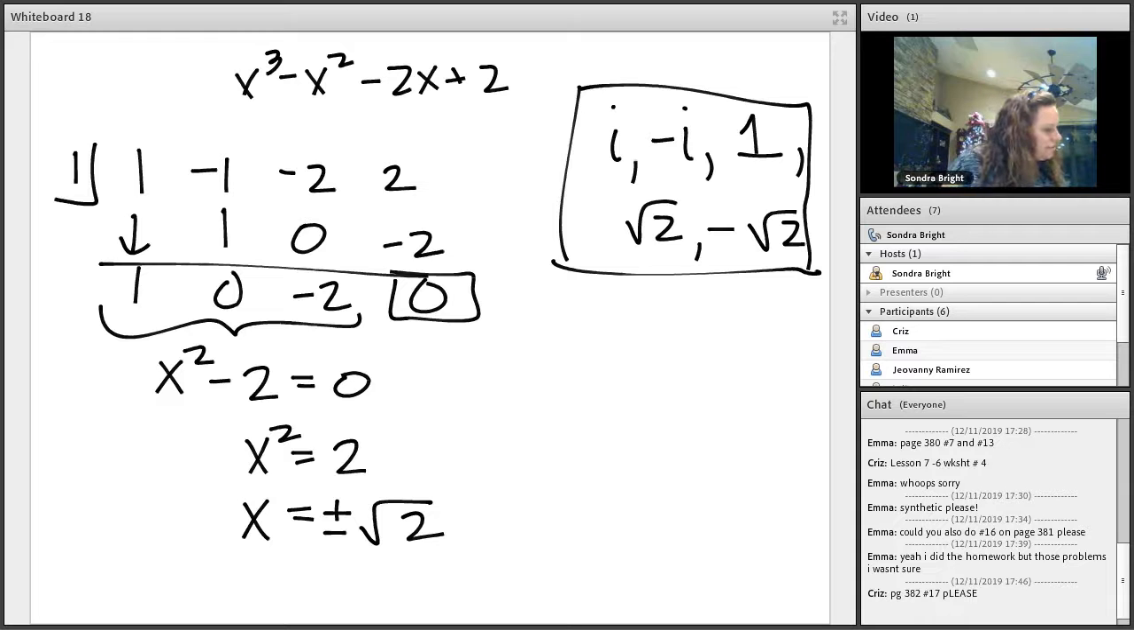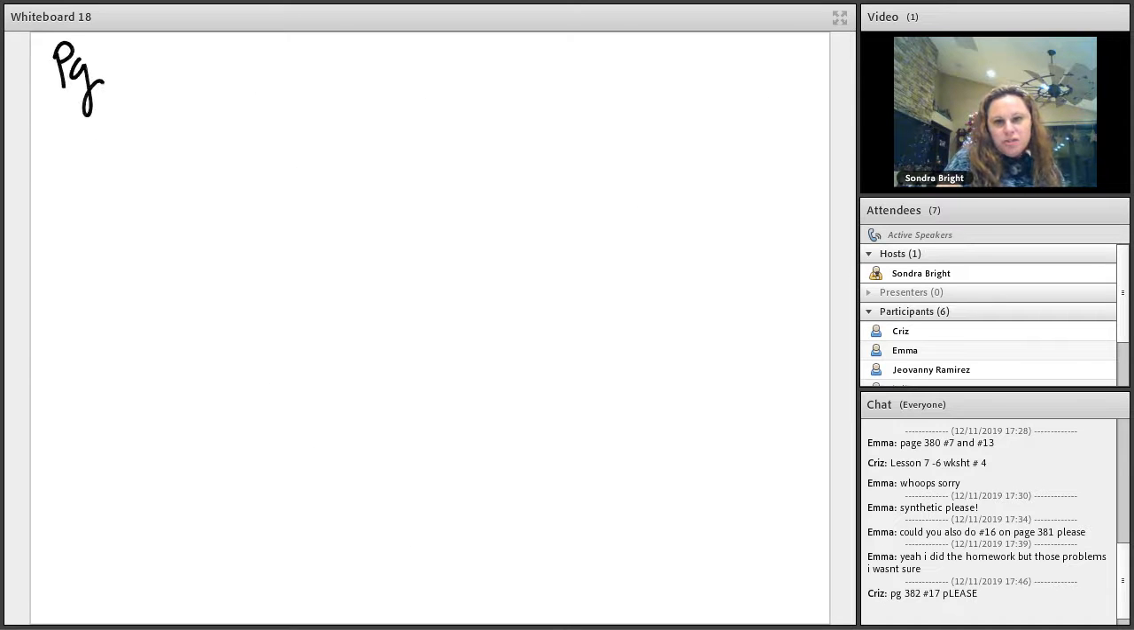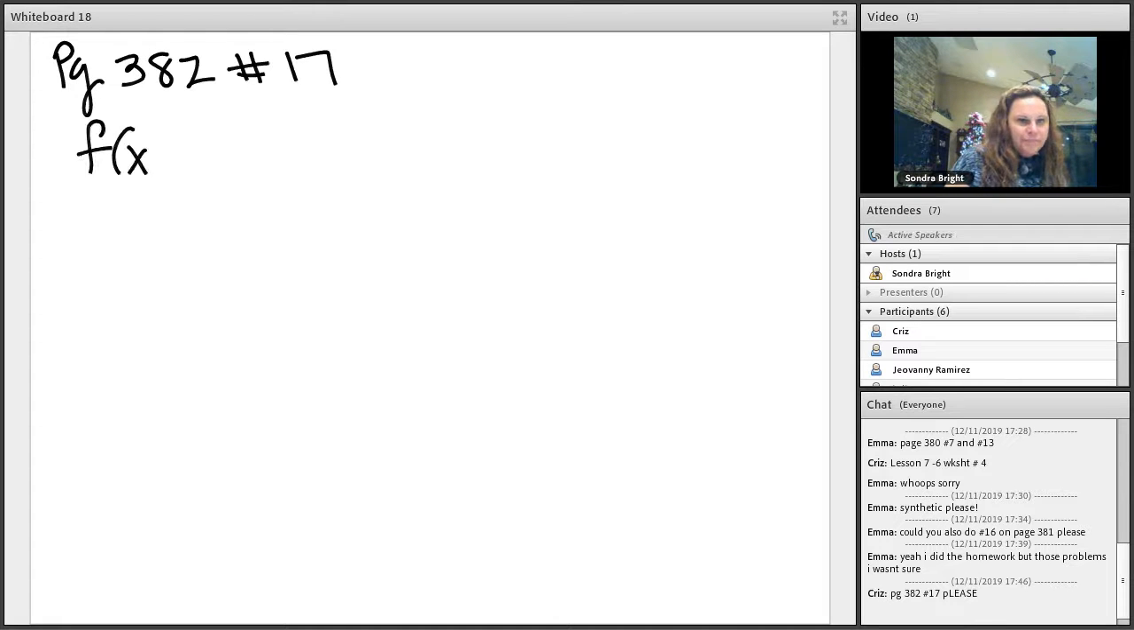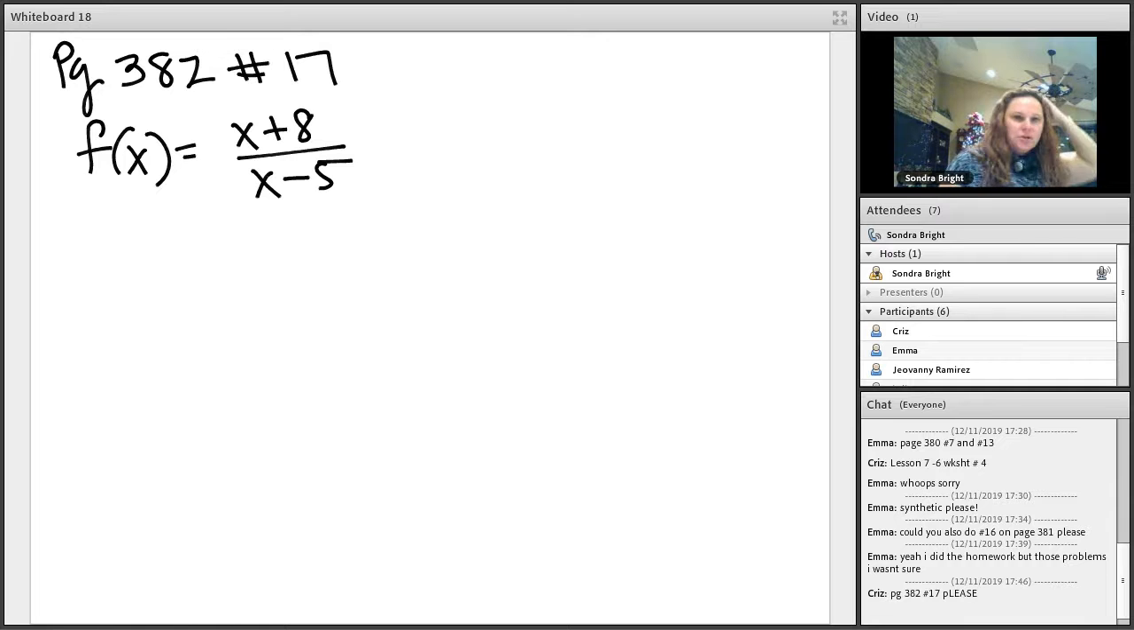All right, page 382, number 17, wants you to graph x plus 8 over x minus 5 and determine any intercepts or asymptotes. All right, so nothing cancels here. So you've got a vertical asymptote at x equals 5 because that's what would make the denominator 0. You have a horizontal asymptote.